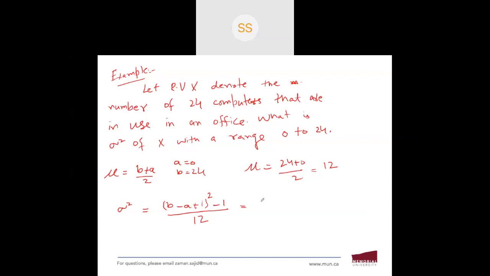Now, when you plug in the values and solve it, it will be 24 minus 0 plus 1 whole squared, minus 1, over 12. So you get the answer of 52. Okay. And in case you want to find out the standard deviation, just take the square root of the 52 value. So it turns out to be 7.211. Okay.